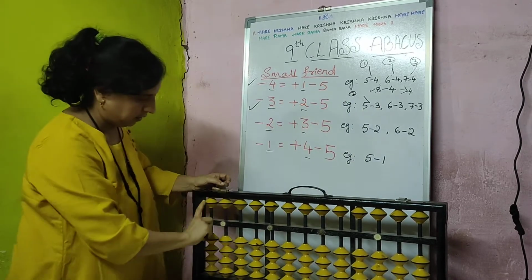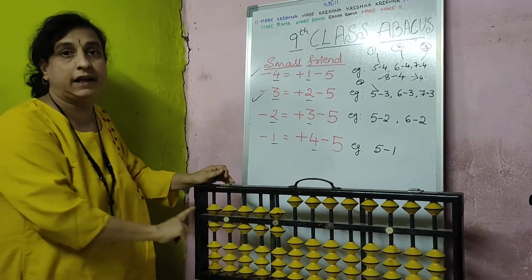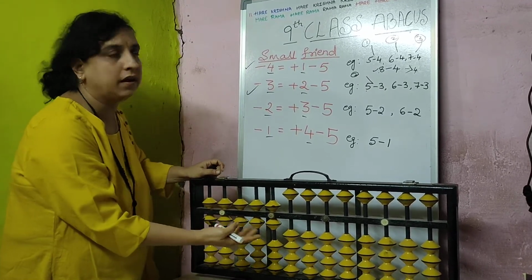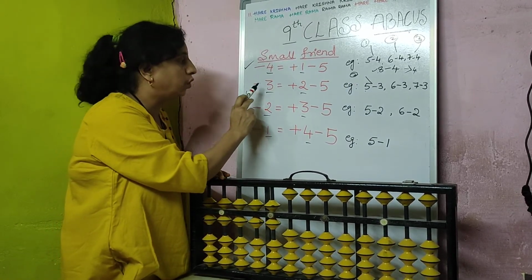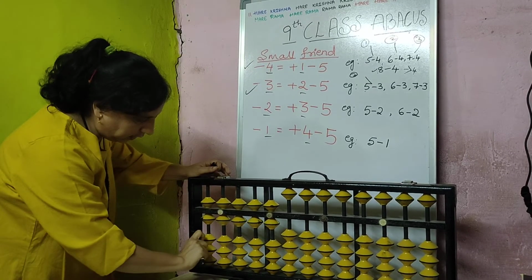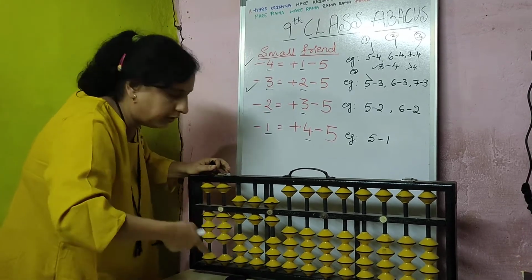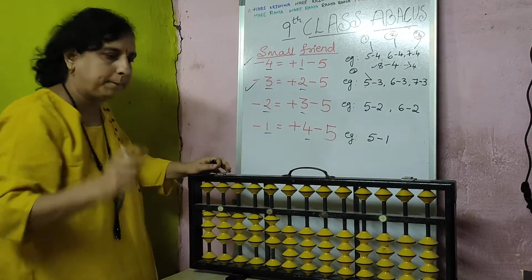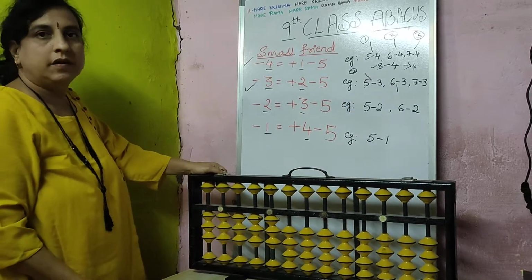Next, 6 minus 3. Again here I cannot do minus 3 directly. Why? Because the single beads are there. So I have to go for this minus 3 formula, that is plus 2 minus 5, again from down to up. Each and every time repeat the formula: plus 2 minus 5. So what is my answer? 6 minus 3 is 3.